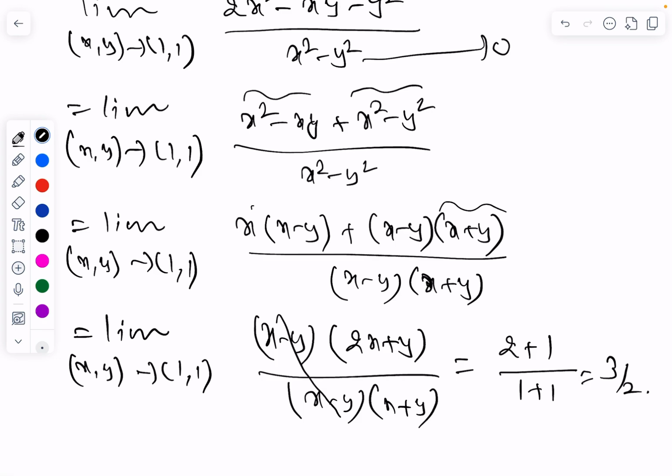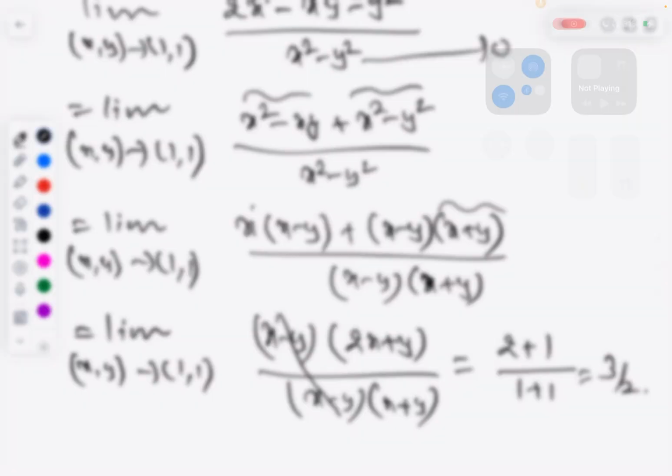So in the next video, we shall solve the examples where the limit does not exist, or the limit exists also, but a different method has to be used. For limit does not exist, we use different paths.